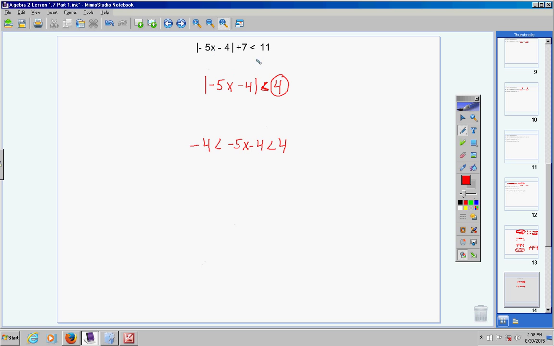Step 1, isolate the absolute value. Step 2, rewrite it as a conjunction or disjunction. How did I know it was a conjunction? Because the arrow is pointing to the left.